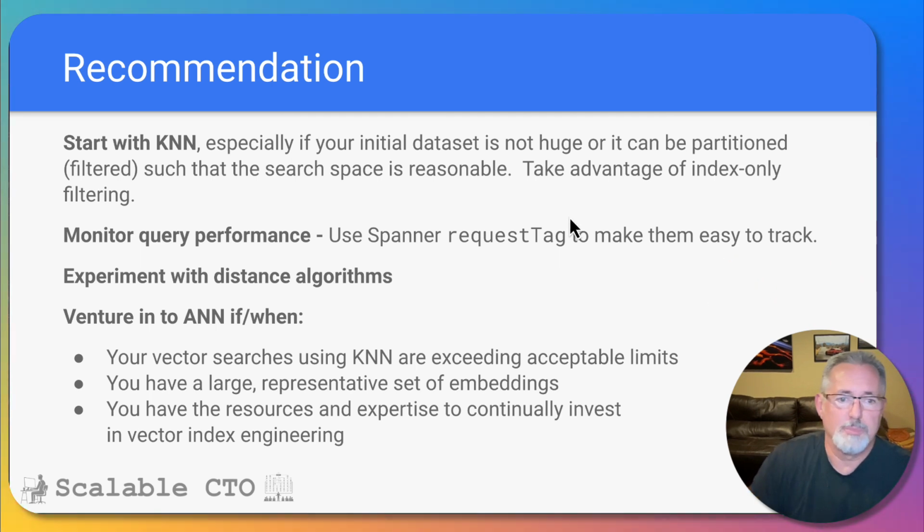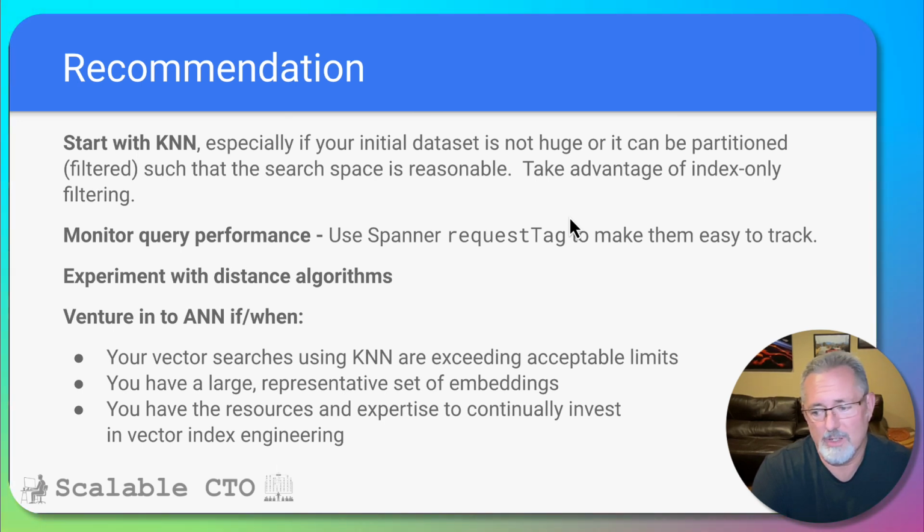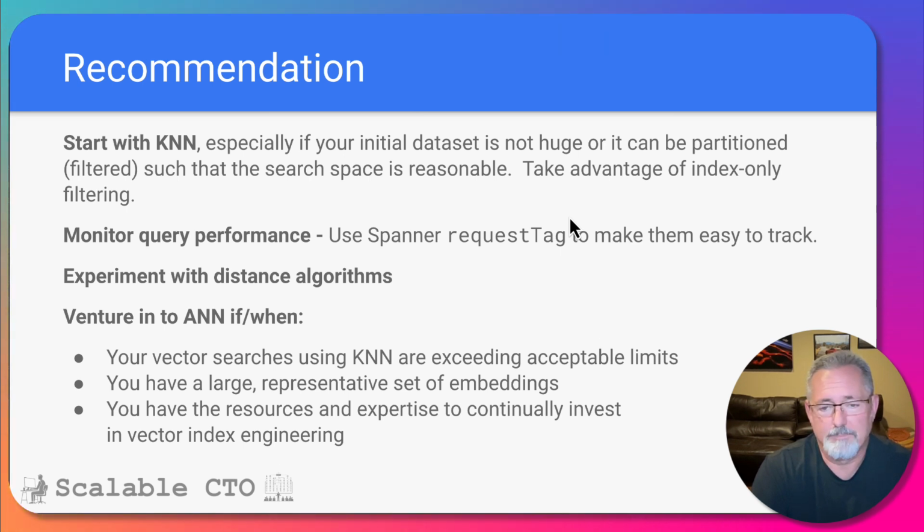So my recommendation would be this. I would start with KNN. You don't have to have any data. You don't have to have really any expertise. If you don't have a large data set, or if you do have a highly selective query, it's going to be fast anyway, and it'll be perfect, right? And you can take advantage of index-only filtering, and it'll be pretty fast. Like I was surprised how fast it was on some medium-sized data sets.